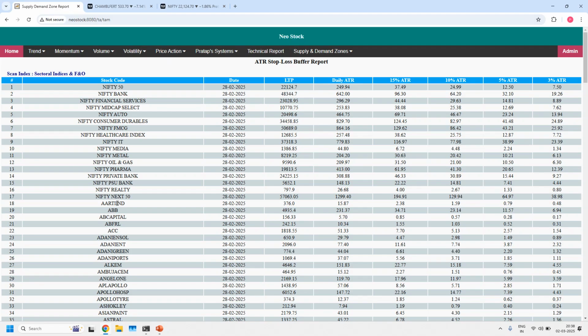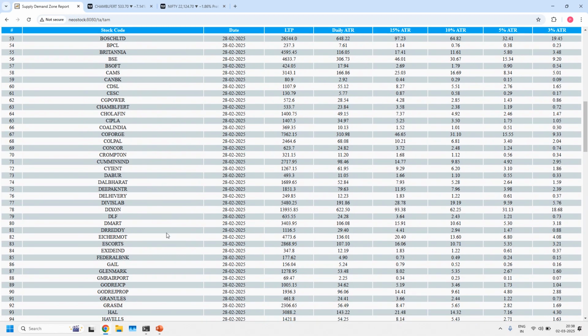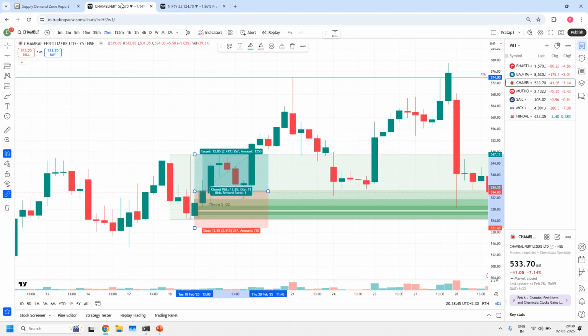Chambal Fertilizers, right? There is Chambal Fertilizers here. CHA. Yeah, here. Chambal Fertilizers. This is a daily ATR value, and this ATR is for daily entry zone, and this ATR is for 75 minutes entry zone. So 2.38, the round value is 2.4, 2 rupees 40 paise.